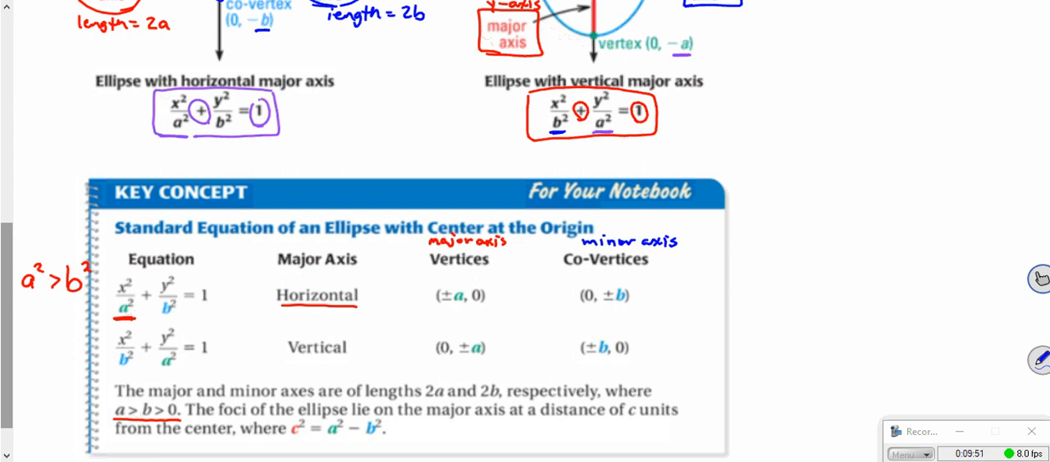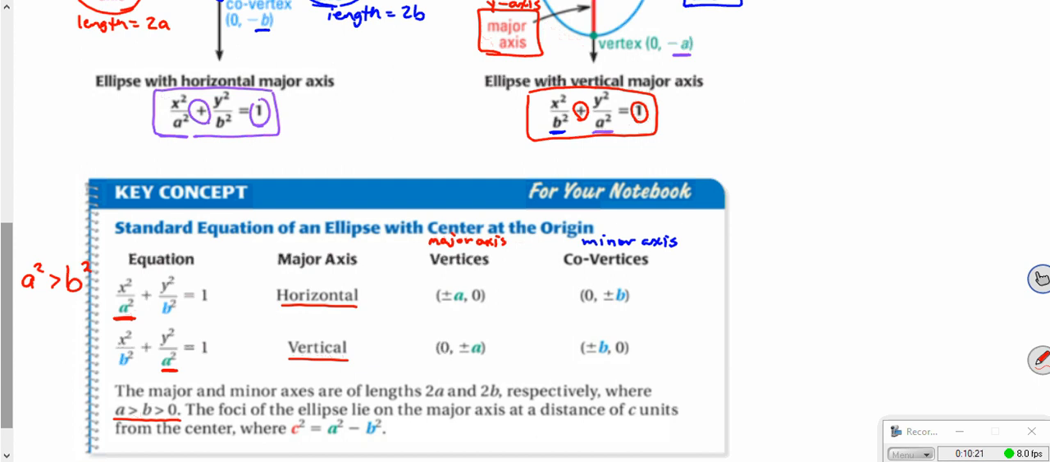Now the one below, again, notice your a squared now is under your y squared. So your major axis is going to be vertical instead of horizontal. Okay, so again, major axis, this one's going to be the y. That's why you have 0 plus or minus a, and your co-vertices is on your minor axis. That's going to be your x-axis in this one, so it's plus or minus b comma 0.